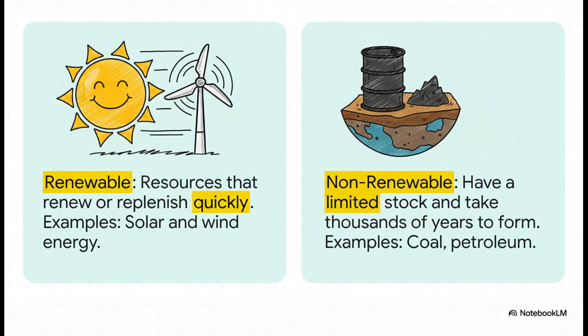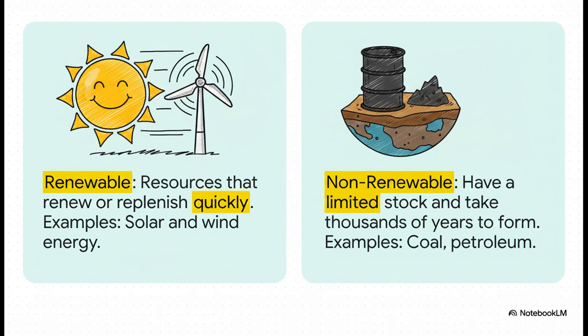Third, we can sort resources by their stock, which is really just a fancy way of saying how much of it there is and how quickly it comes back. So on one hand, you have renewable resources. These are things that get renewed or replenished super quickly. Some, like solar and wind energy, are basically unlimited. On the other hand, you have non-renewable resources. These have a limited stock. Once they're gone, they're gone, or at least they take thousands, even millions of years to form again.